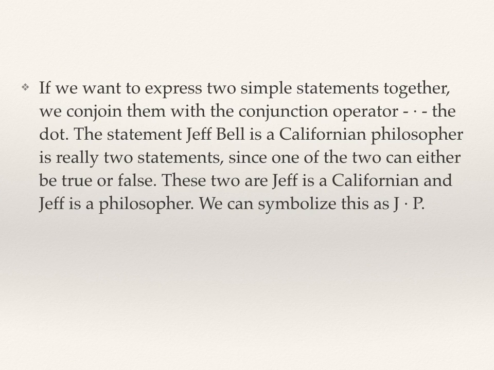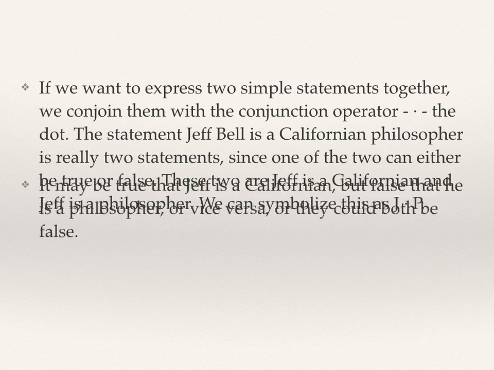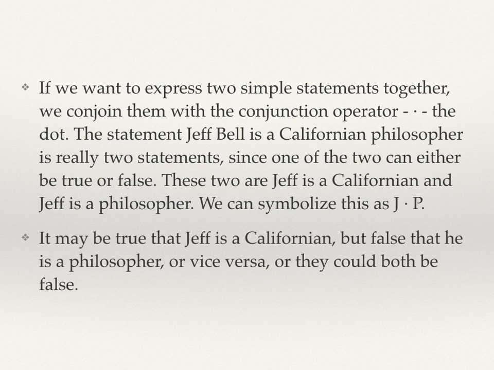As we will see later on, if either of those two are false, then the conjunction is false. If I'm not a Californian, then it's false to say I'm a Californian philosopher. If I'm not a philosopher, it's also false to say I'm a Californian philosopher. So it's only true when they are both true. That'll be something we look at later when we look at truth functions. To summarize, it may be true that Jeff is a Californian, but false that he is a philosopher, or vice versa, or they could both be false.